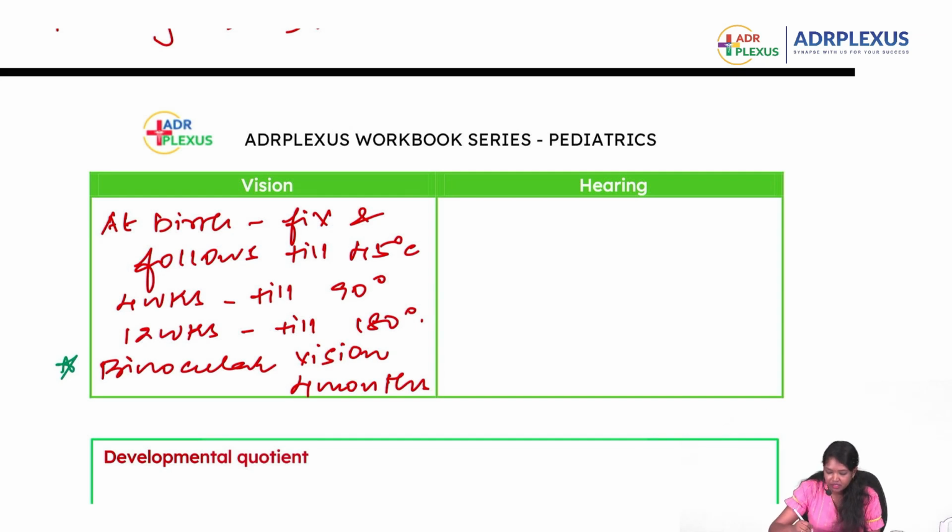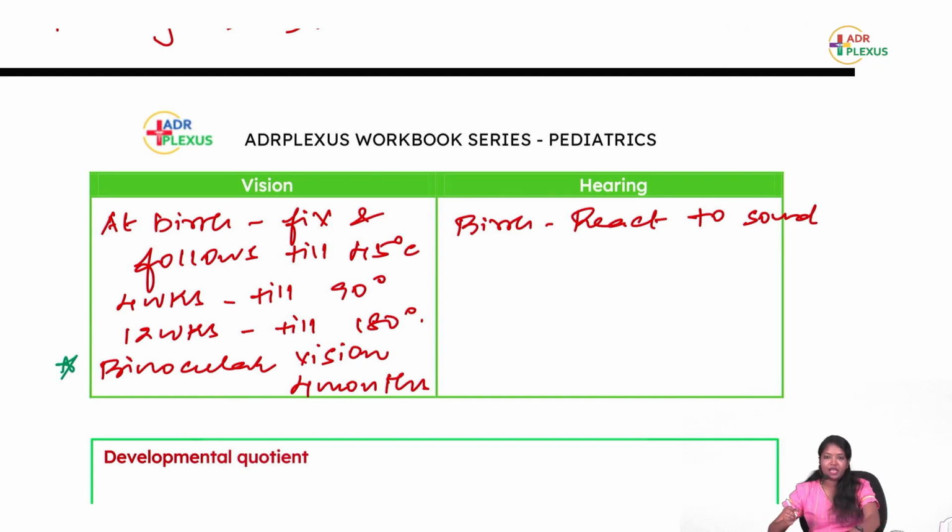Okay. Hearing. At birth, the baby can respond or react to sound. You would have seen if the baby is sleeping and suddenly you make a loud noise, the baby will do like this. Suddenly I'm tapping the table, the baby will do like this. What is that called? Startle reflex. Very good. So the baby can respond to sound in the newborn period.